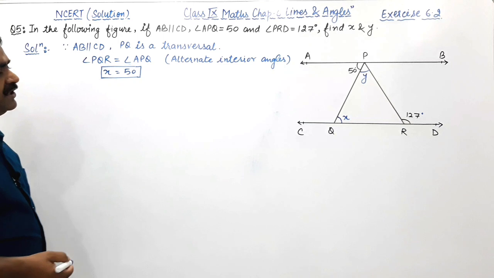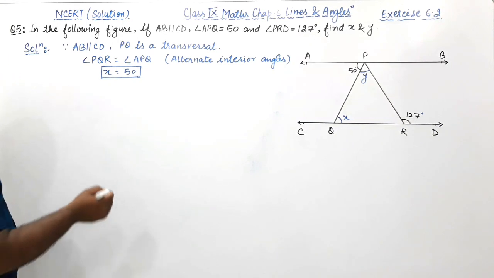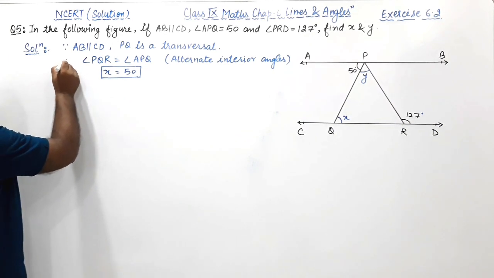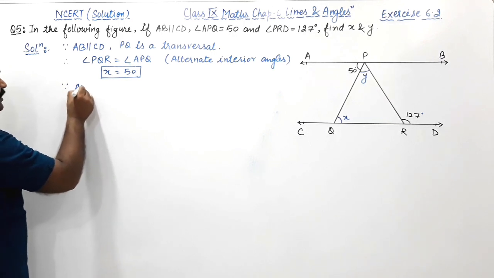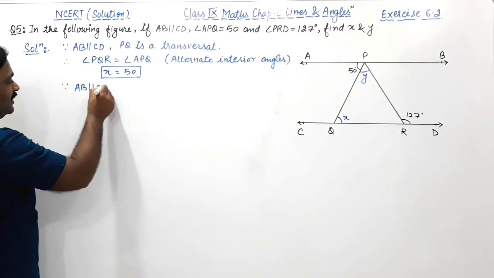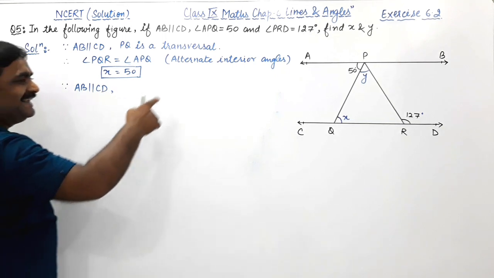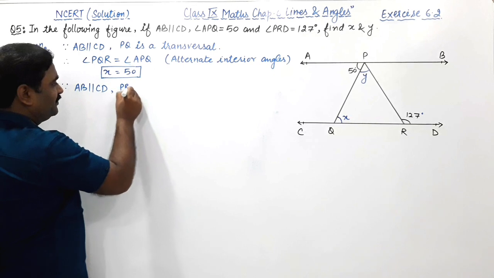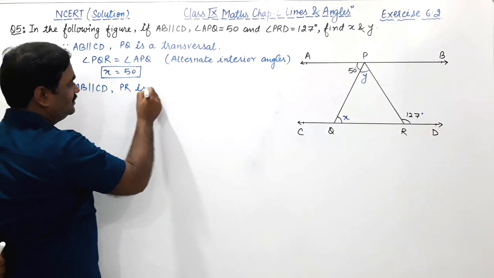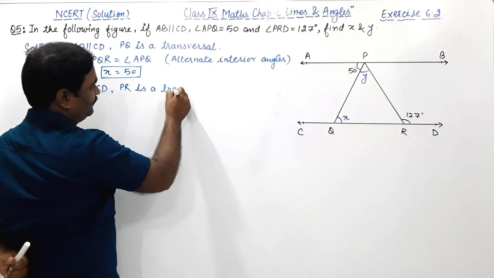Right, students? Now, in the same way, we have to apply the concept. Since AB is parallel to CD, take the next line, which is a transversal. PR is a transversal.